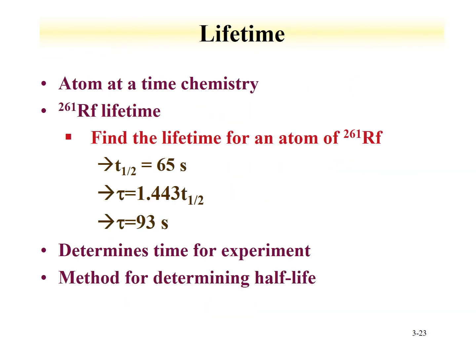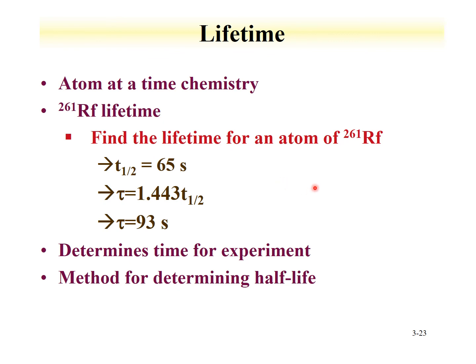A final example of a calculation from the equations that we've covered in part 1 of this lecture is the lifetime. Let's look at an example of atom-at-a-time chemistry, rutherfordium-261. What's the lifetime of this atom? The half-life is around 65 seconds, so 65 times 1.44 is 93 seconds. And this we use to determine the time for an experiment. We would want to perform a separation and get that sample on the detector within 90 seconds. So you're doing an experiment in the average lifetime of one of the atoms you're producing.